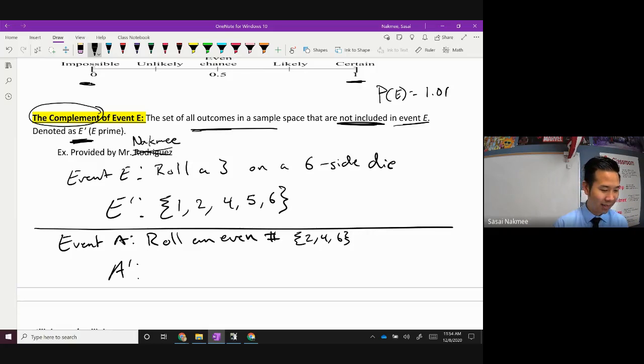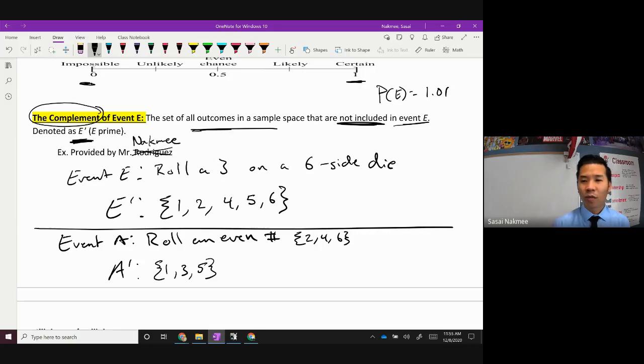Remember, complement means it's the opposite. And Lizzie, that's it. It's the odd numbers. Don't say you don't know. You got it. If event A is rolling an even number, A prime means everything that is not included in A. And what's not included in A? 1, 3, and 5.